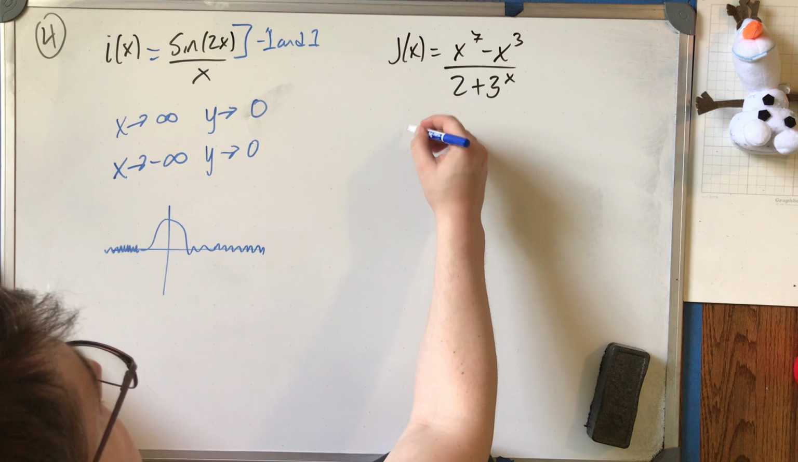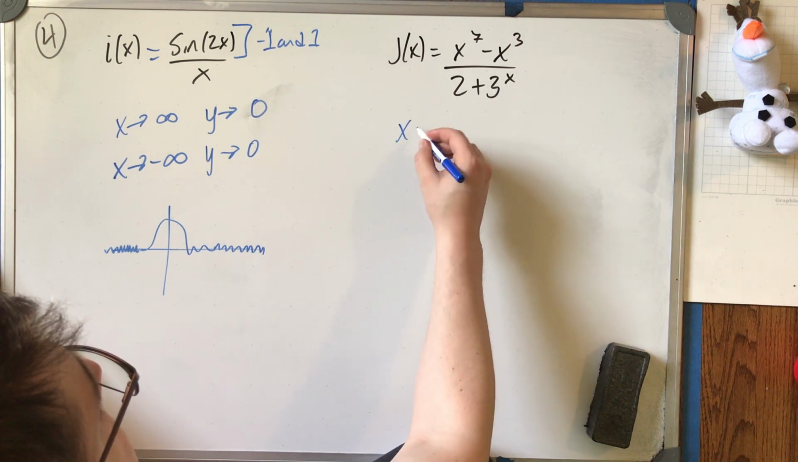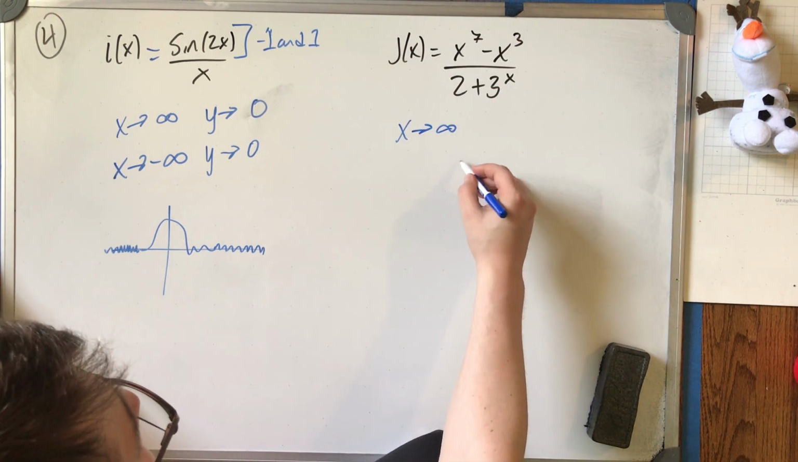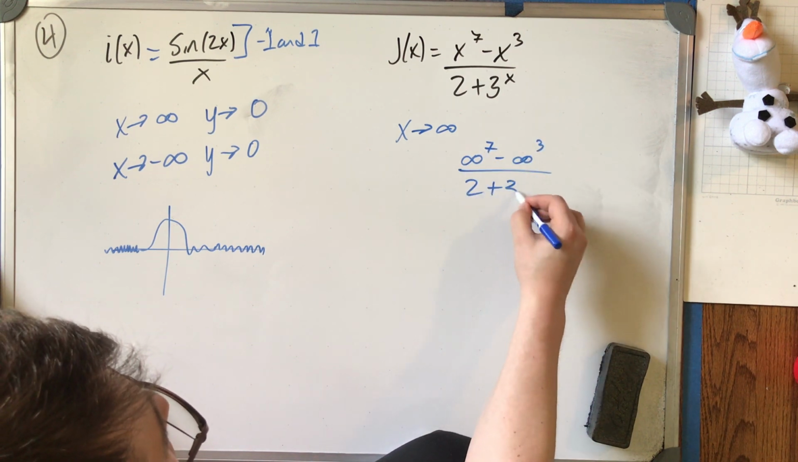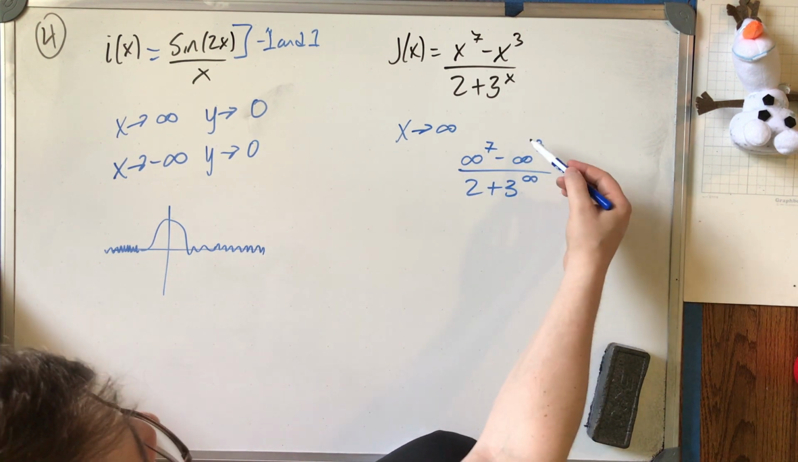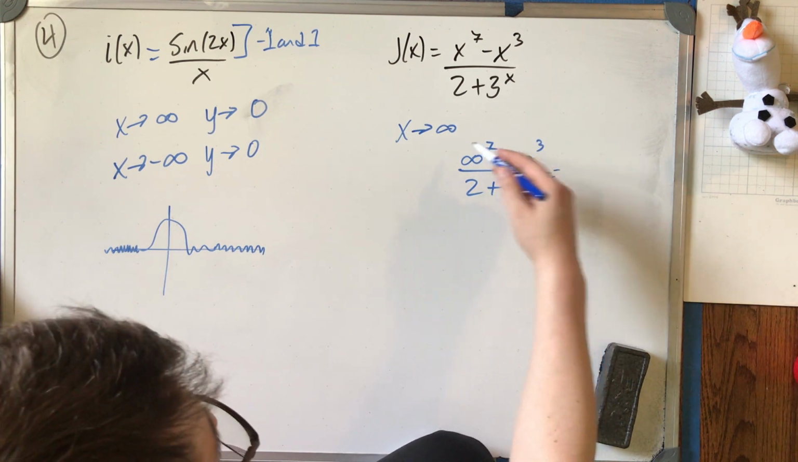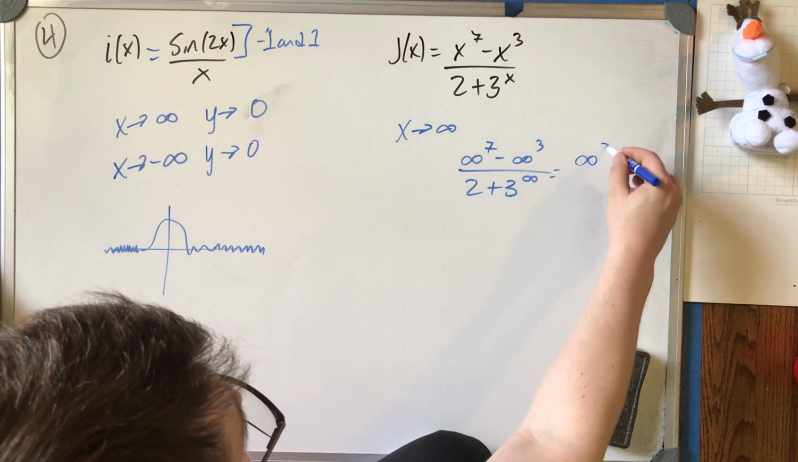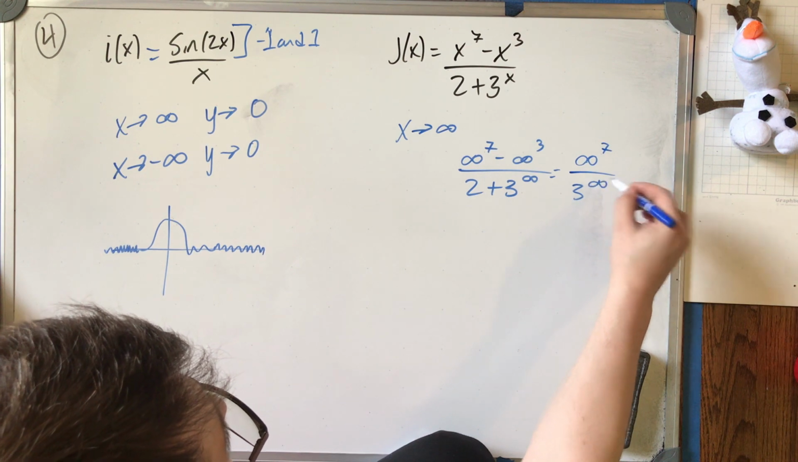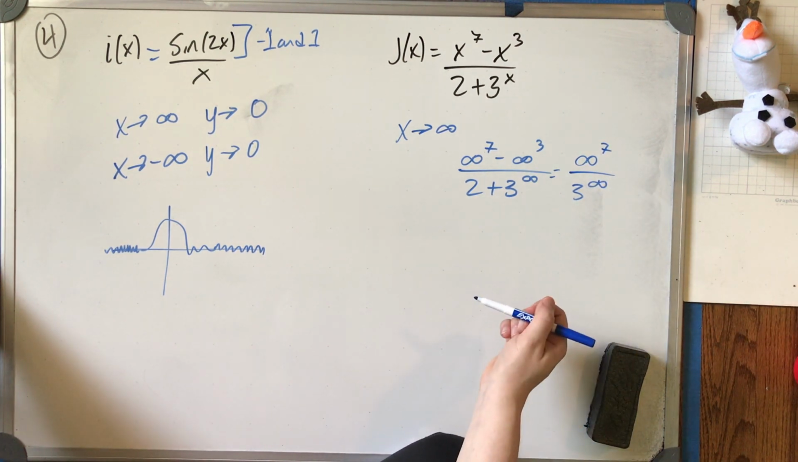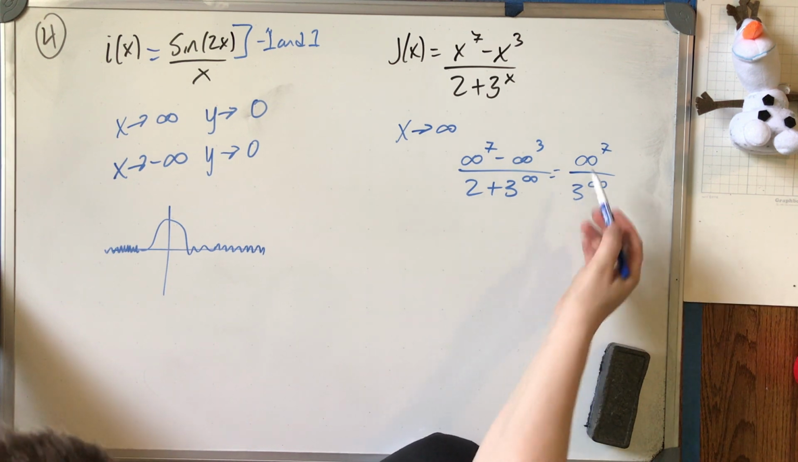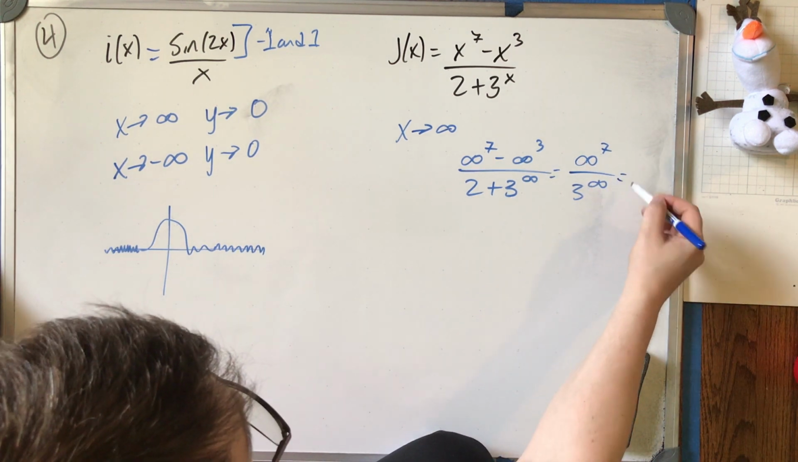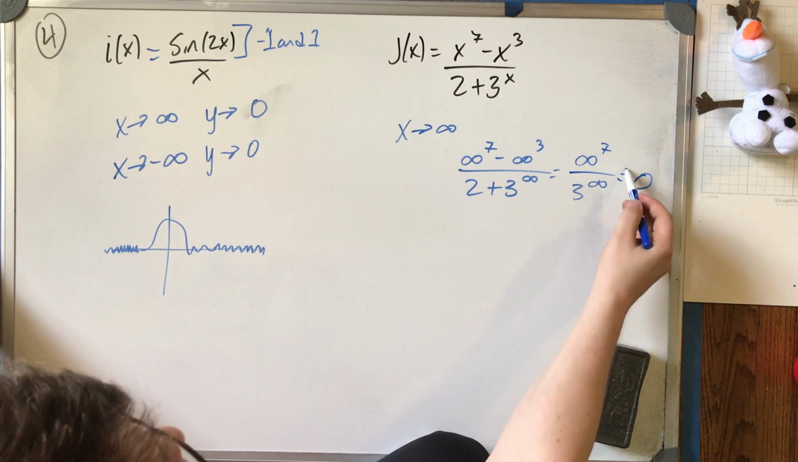Over here, we have to be careful because of this term right here. So as x goes towards positive infinity, we'll get infinity to the 7th minus infinity to the 3rd over 2 plus 3 to the infinite power. If we reduce this, remember we compare tops first, so infinity to the 7th, and then we'll have 3 to the infinite power. Now we have to know which one of these is bigger, and anything to the infinite power is going to be bigger than infinity raised to the 7th. So this is big on bottom, so it's going towards 0.